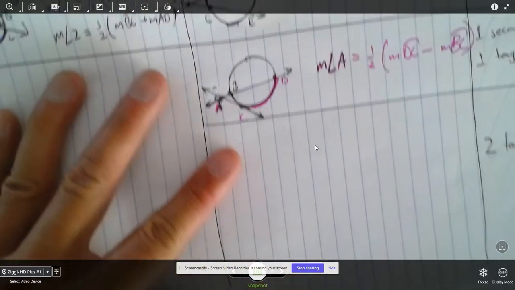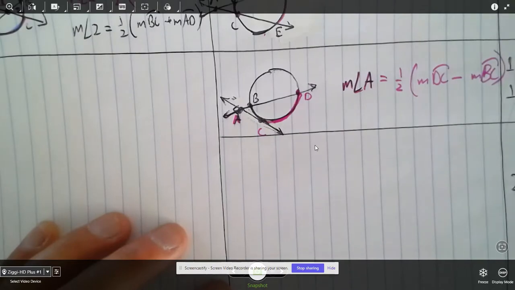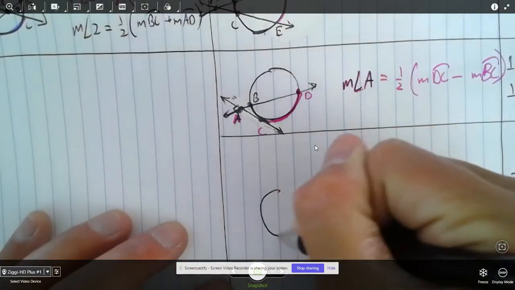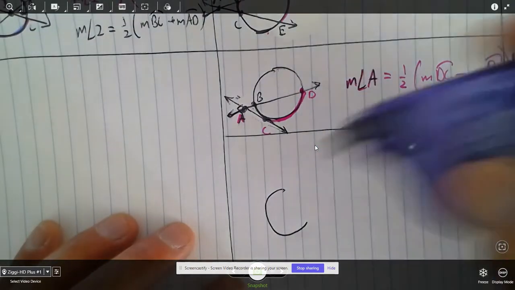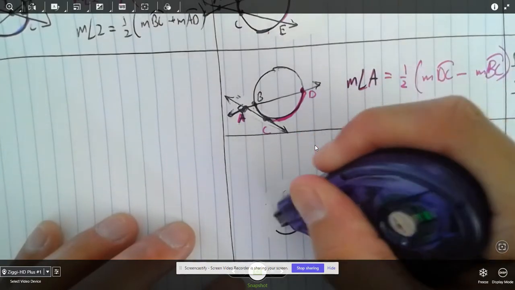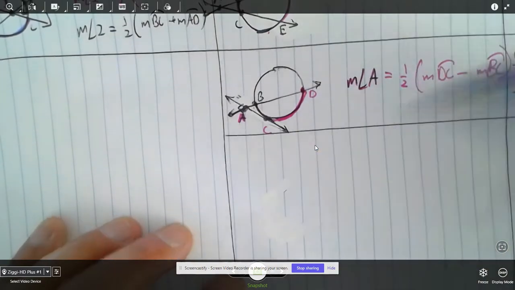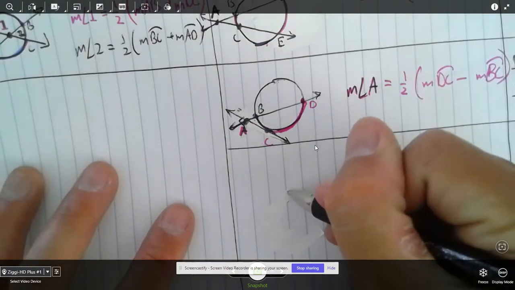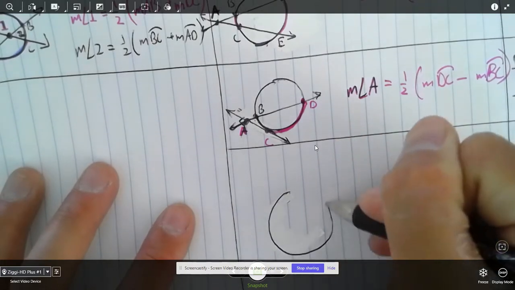Okay, so here's the last example. Oh, I'm getting worse at my circles. Not good. Okay, so let's make this a nice, big, juicy one. All right, that's the best I can do.